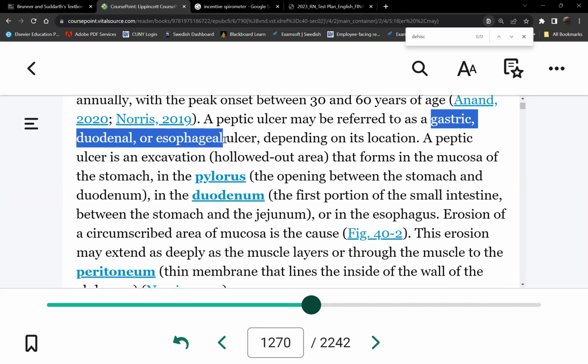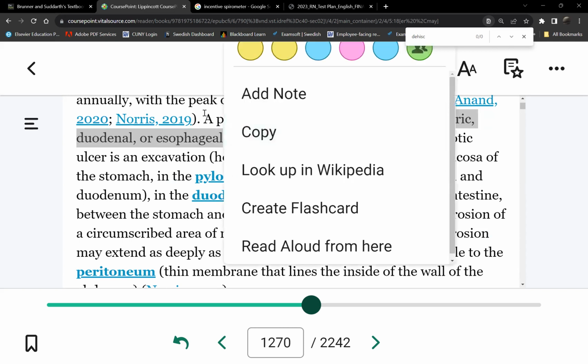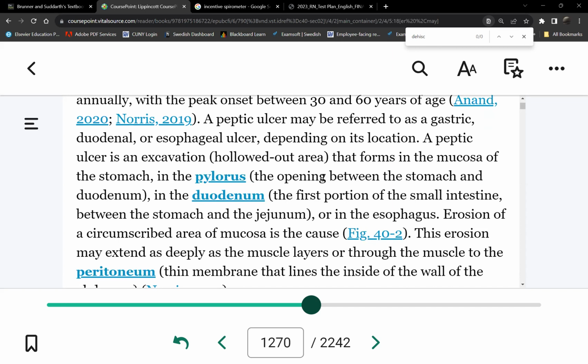But the two most common ones are gastric and duodenal ulcers. So together they're called peptic ulcers. So what is a peptic ulcer? It's an excavation or a hollowed out area of the mucosal wall. So what protects our GI tract from our own stomach acids?